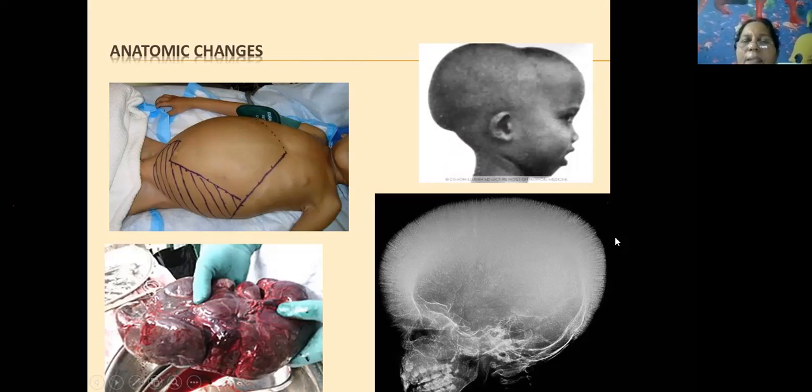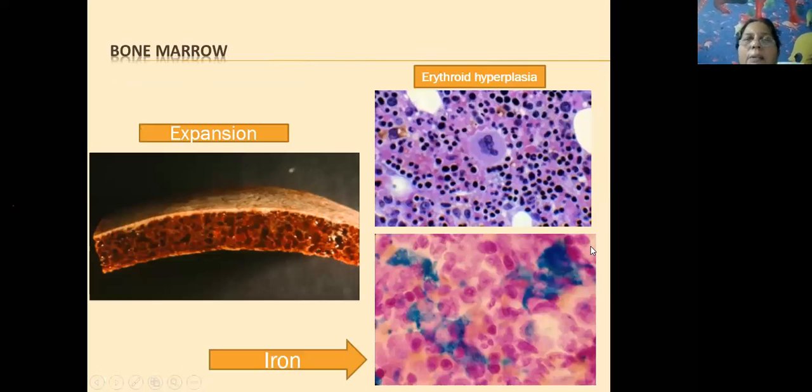In the X-ray, the head will be like that. There is expansion of the bone marrow, expanded marrow with erythropoiesis everywhere. And because the iron is loaded, this is a Prussian blue stain for iron, blue color, Prussian blue pearls. A lot of iron is present.